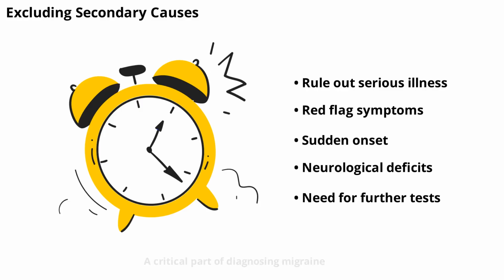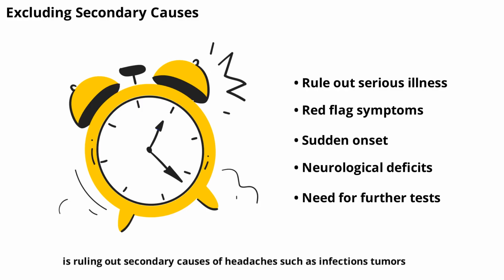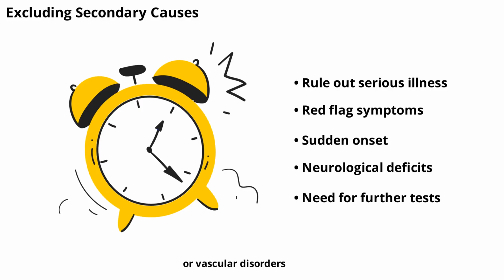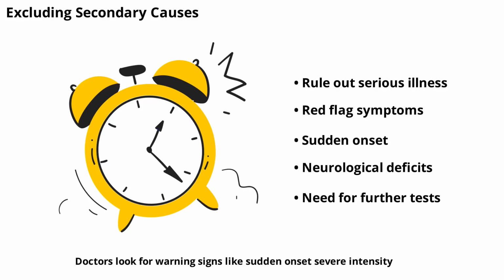A critical part of diagnosing migraine is ruling out secondary causes of headaches, such as infections, tumors, or vascular disorders. Doctors look for warning signs like sudden onset, severe intensity, or neurological deficits. If any red flags are present, further testing is needed. This step ensures that the headache is not a symptom of a more serious underlying condition.